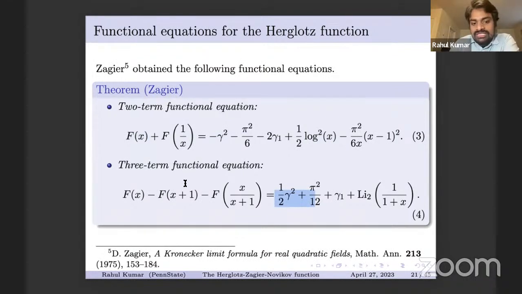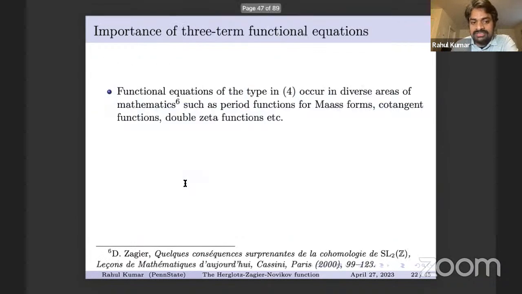So these are the two-term and three-term functional equations for f, and they have various applications, which Zagier has given in his 1975 paper. One can look at it for some of the applications. An important thing is that these three-term functional equations appear in various areas of mathematics, such as the period function for Maass forms, the cotangent function, and the double zeta function.